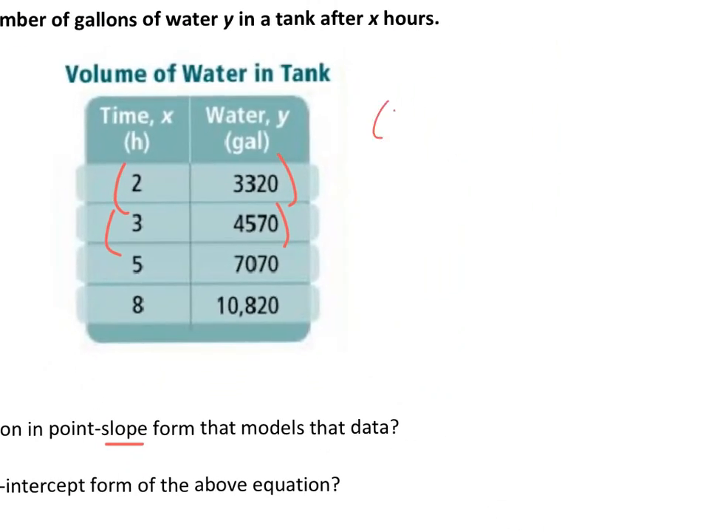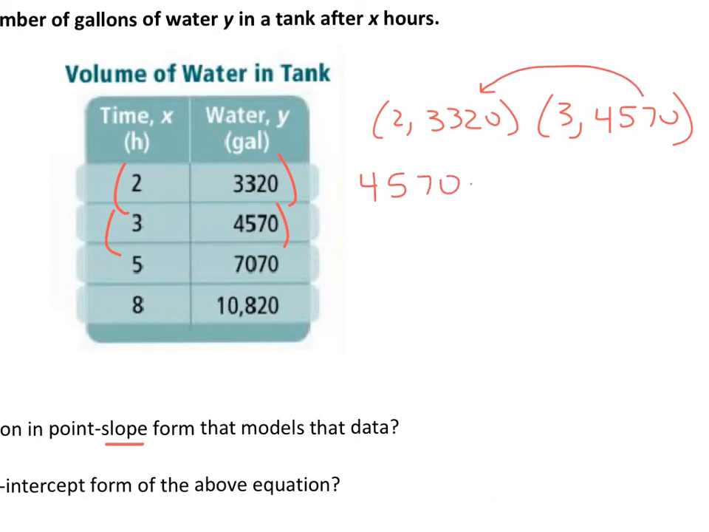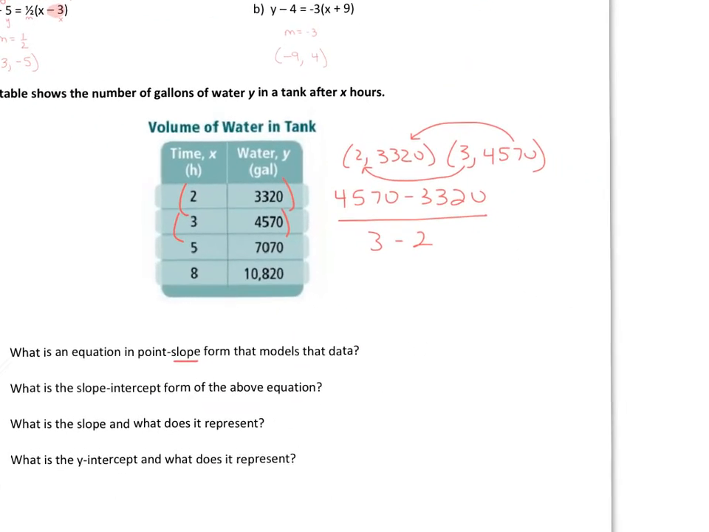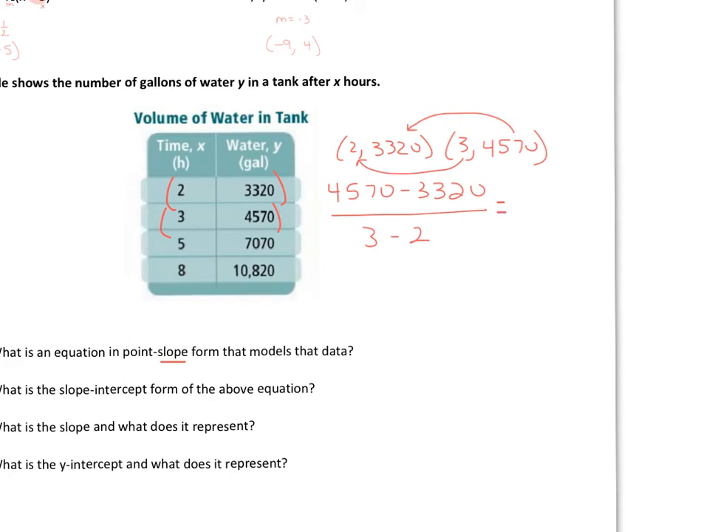Okay, so I'm going to go ahead and write 2 coordinate points out here. It does not matter which 2 coordinate points you pick. A lot of times I just pick the top 2, but you could pick any 2 points out of this grid. Doesn't matter. You can do 5, 7,070, and 8, 10,082 if you wanted. So now your slope: 4,570 minus 3,320 over 3 minus 2. When I subtract on the top, I get 1,250 over 1. So really my slope is just 1,250.